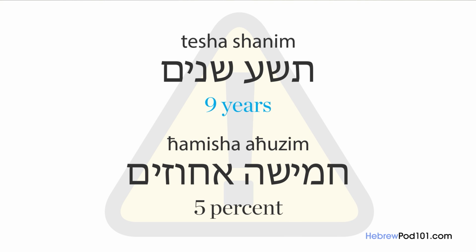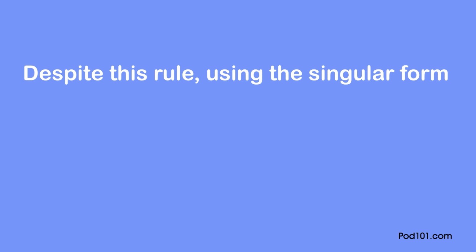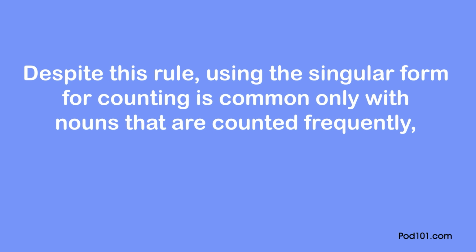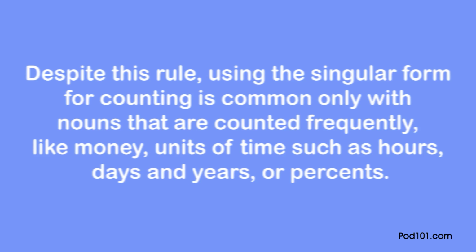But 9 years can only be 9 shanim, and 5% can only be 5%. However, despite this rule, using the singular form for counting is common only with nouns that are counted frequently, like money, units of time such as hours, days, and years, or percents.